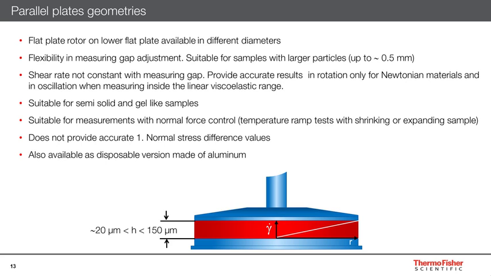A disadvantage of parallel plates is that the shear rate is not constant over the radius of the measuring gap. The maximum shear rate is applied at the rim of the rotor, while in the center the sample is not sheared at all. This is why the parallel plates deliver accurate results only for Newtonian samples in rotation, and in oscillation when the tests are performed within the linear viscoelastic range of the sample.